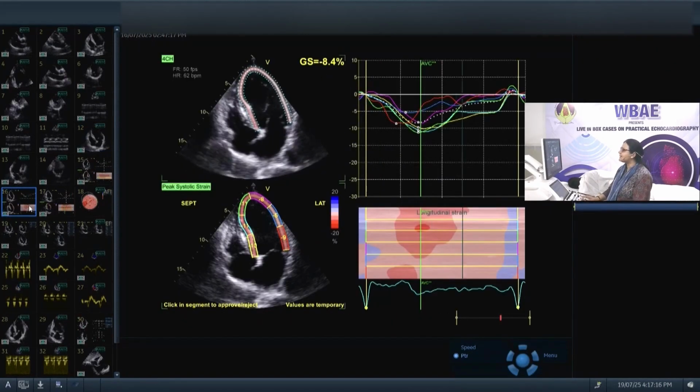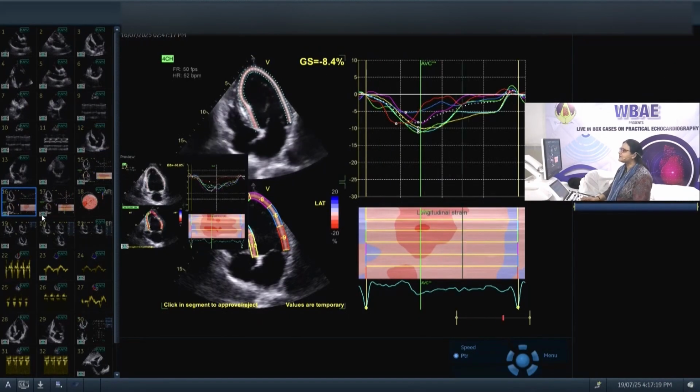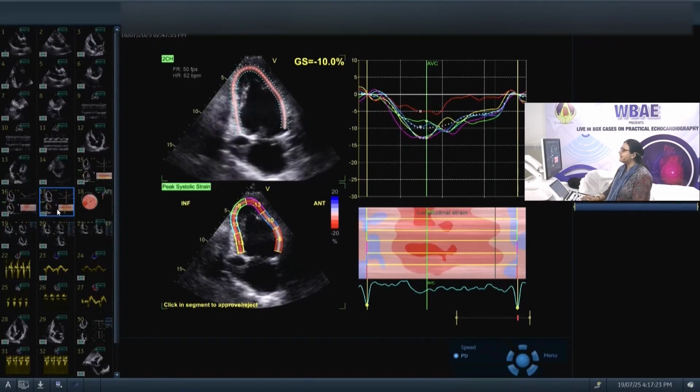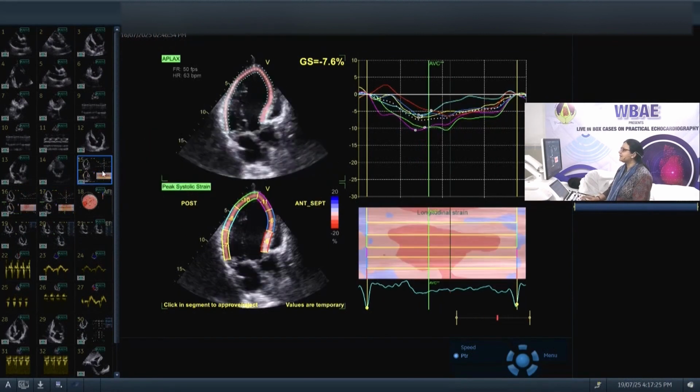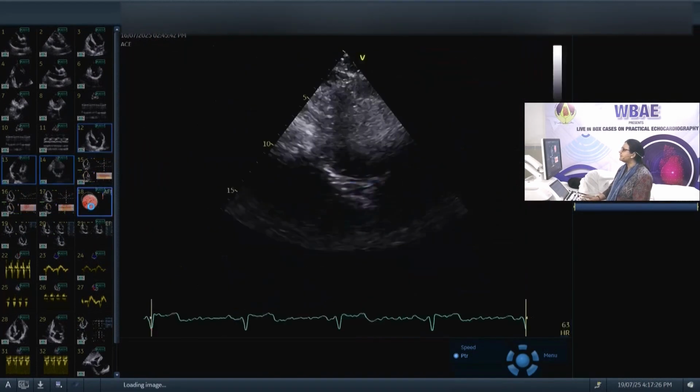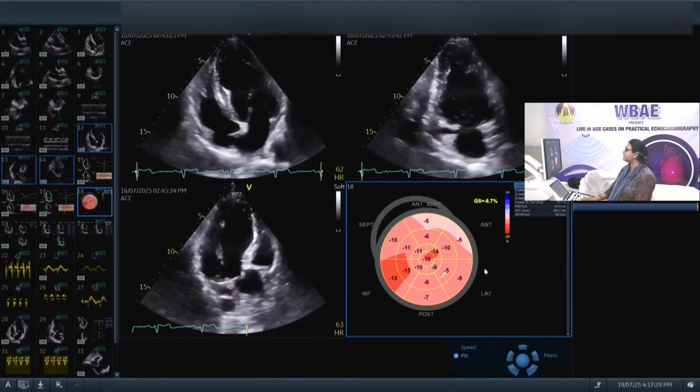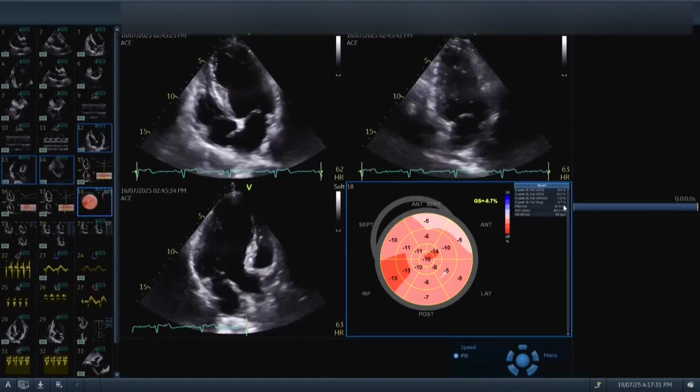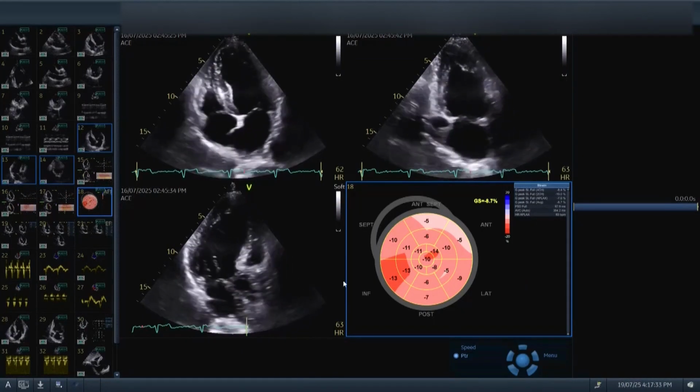We assessed the function and the global strain of this patient, again from the apical four chamber, apical two chamber, and apical long axis views. And here is the global strain. This is how it looks for this patient. This patient also had a reduced strain of minus 8.7%.